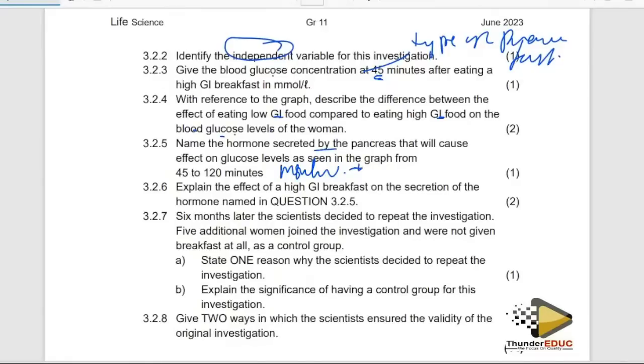Explain the effect of high GI breakfast on the secretion of the hormone above. How? This one will bring a significant release of the hormone. So it means that the hormone will be released significantly. And then this will stimulate the liver to convert the glucose to glycogen. So this one is the negative feedback mechanism, but it is not direct.